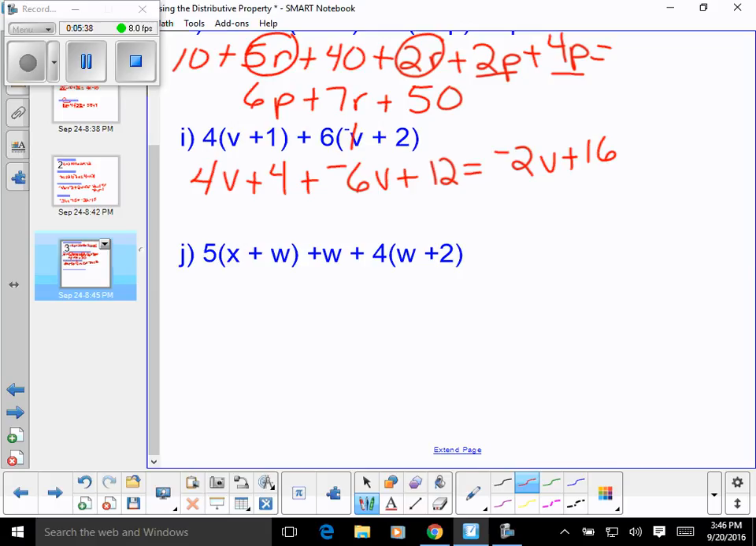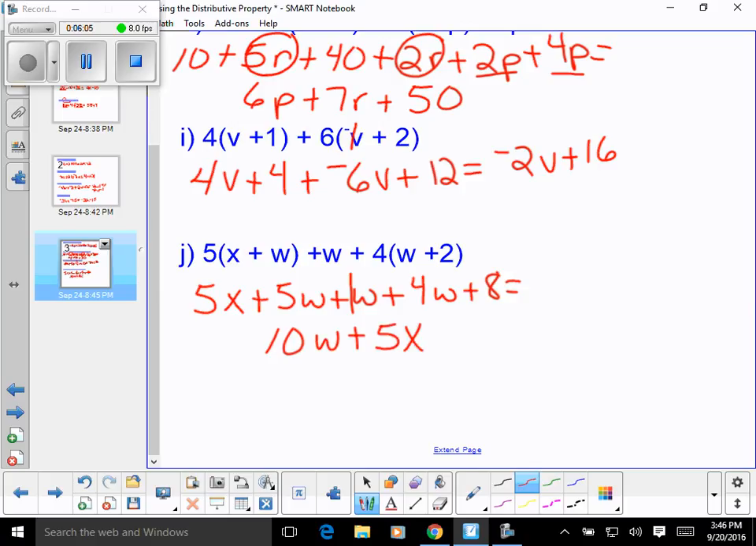Again, I'm going to do my distribution. 5x plus 5w plus w plus 4w plus 8. With this w here in the middle, remember there's an unwritten 1 there. So 5 plus 1 is 6 plus 4 makes 10. So I will have 10w. And I will have 5x and my plus 8.